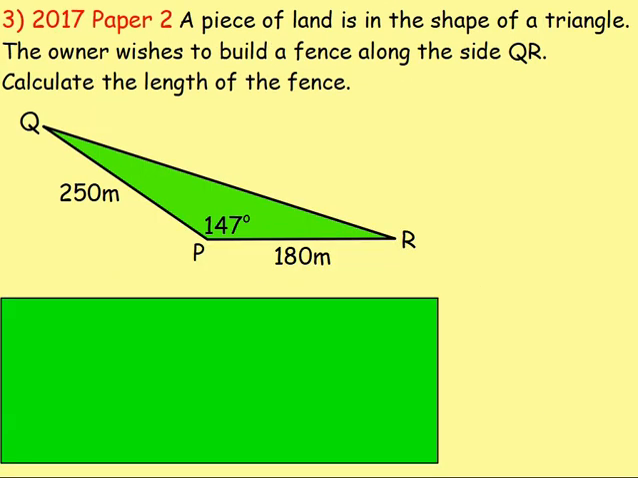Example 3 from the 2017 paper. Paper 2. So once again, paper 2. So it's a calculator problem. A piece of land is in the shape of a triangle. The owner wishes to build a fence along the side QR to stop the cows getting out. So there's QR. Calculate the length of this fencing.